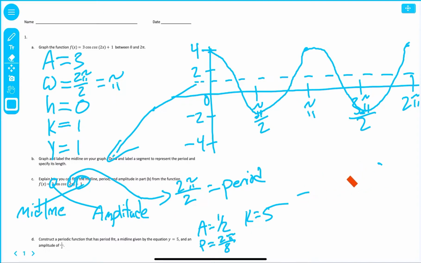I'm going to rewrite it over here so I might have a little bit more room though. Okay. F of x is going to be equal to, amplitude was 1/2, so 1/2 sine, then what? What's going to be our period? Pi? 4 pi? Oh, 8 pi? 8. I wrote it right here.